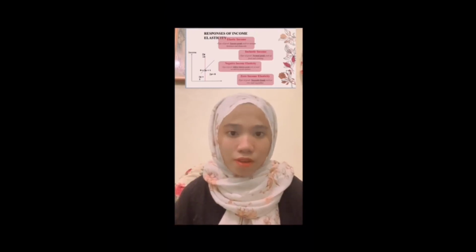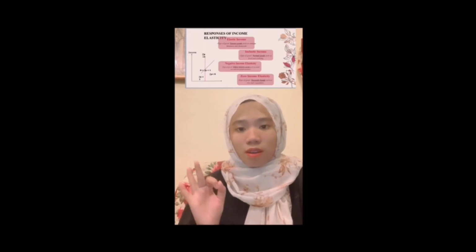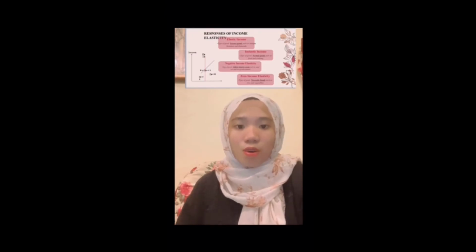Response of income elasticity has 4 types. First, elastic income: luxury goods such as antique furniture and diamonds. 2. Inelastic income: normal goods such as food and clothing. 3. Negative income elasticity: inferior goods such as used cars and low-grade potatoes. And the last one is zero income elasticity: necessity goods such as rice and vegetables.